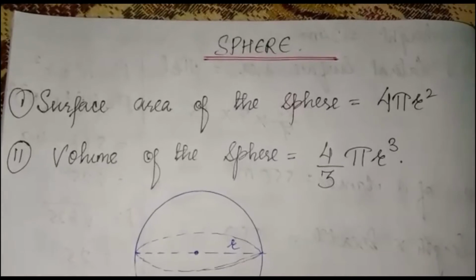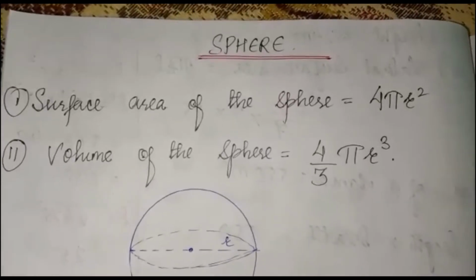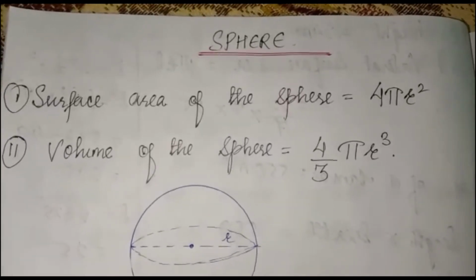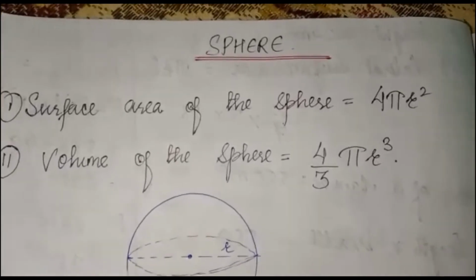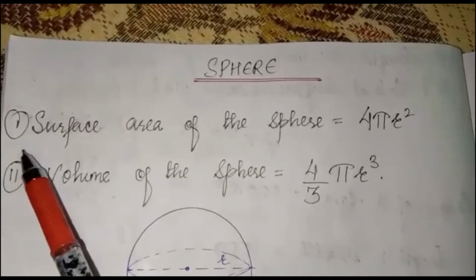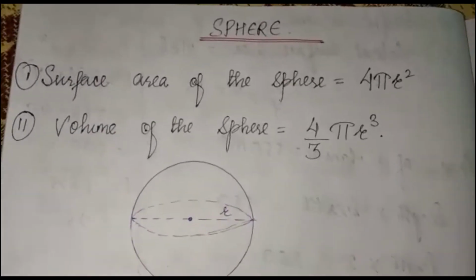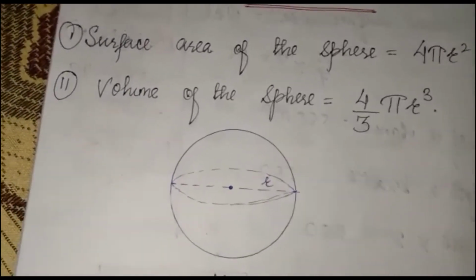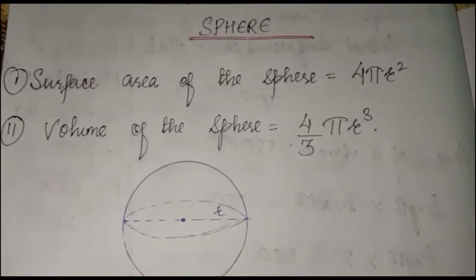From today, we will start sphere, okay? So, third topic of mensuration. You have already done cylinder and cone. So, today we will start sphere. First formula, this is sphere. Your football, ball, volleyball, these all are an example of sphere.